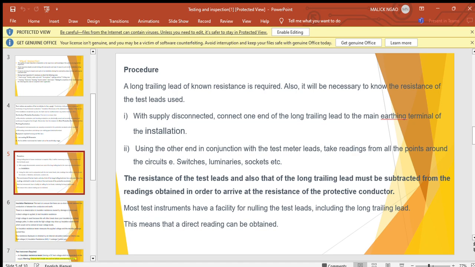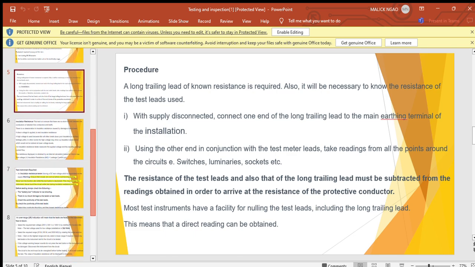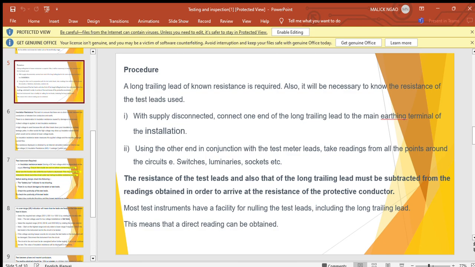A long trailing lead of known resistance is required. Also, it will be necessary to know the resistance of the test leads used. With supply disconnected, this is a test of resistance, and this is the procedure. Procedure number one is with the supply disconnected, connect one end of the long trailing lead to the main earthing terminal of the installation.